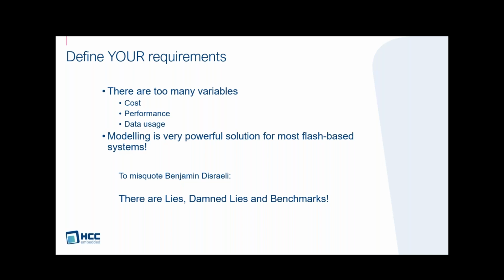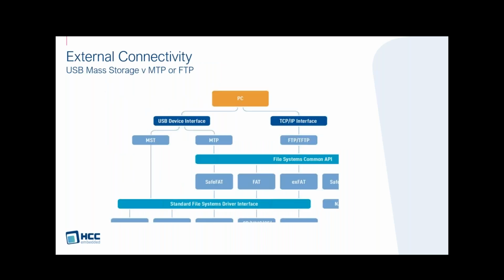So let's now start exploring some of these issues of how we make choices in the file system we use. First is, let's look at external connectivity. So one standard method of accessing a flash medium is using USB mass storage. So this diagram shows the PC connecting to a USB device interface through mass storage, and it connects directly to the file system driver interface and writes to an SD card or a USB stick, depending on what is on the embedded system here.